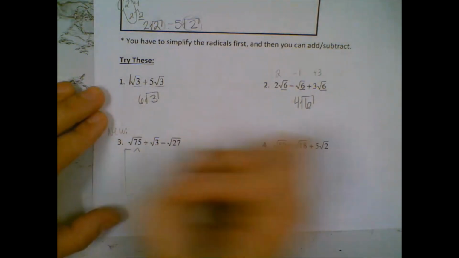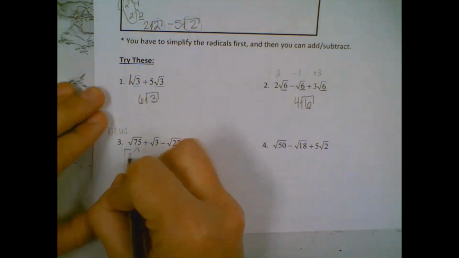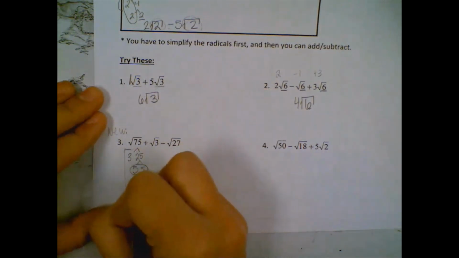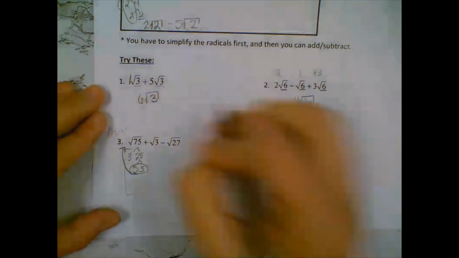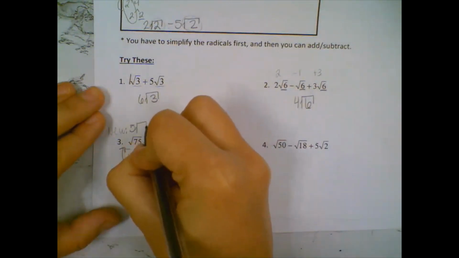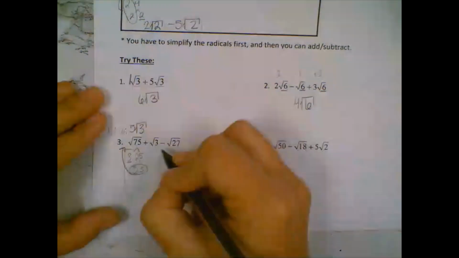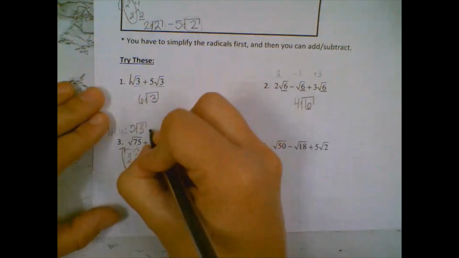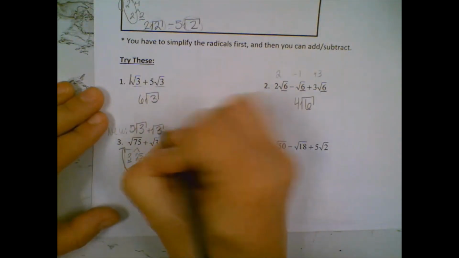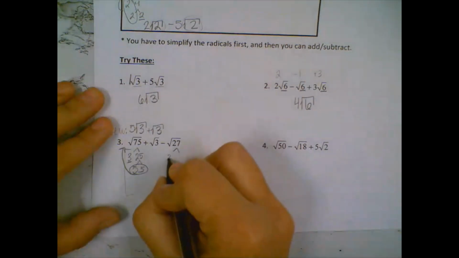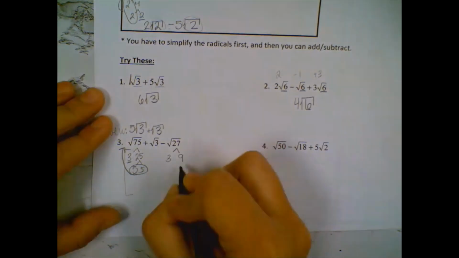So I'm going to simplify 75. So we have a 3 and 25, 5 and 5. Pair of 5's comes out to make my coefficient, and I am left with a root 3. So root 75 becomes 5 root 3. Root 3 is already in its simplest form because it's already a prime number. And then I need to simplify 27. A 3 comes out. I am left with 9.